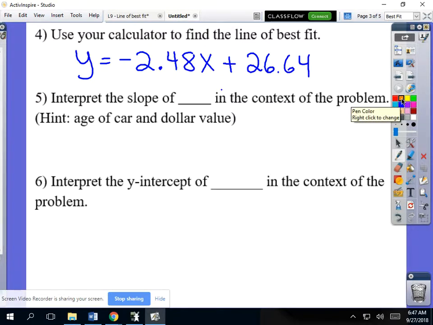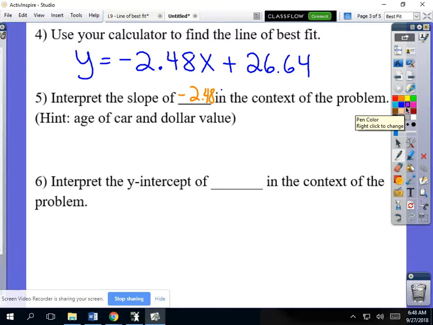Very important, though, that we interpret the slope. What was our slope? Our slope was negative 2.48. We want to interpret that in context. So think about that for a second. I want you to turn to your neighbor. Tell them, what do you think that means?